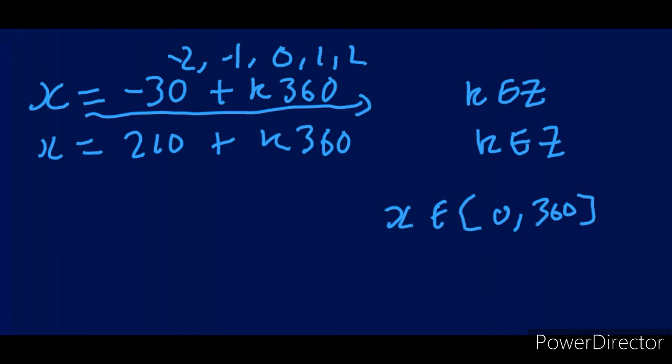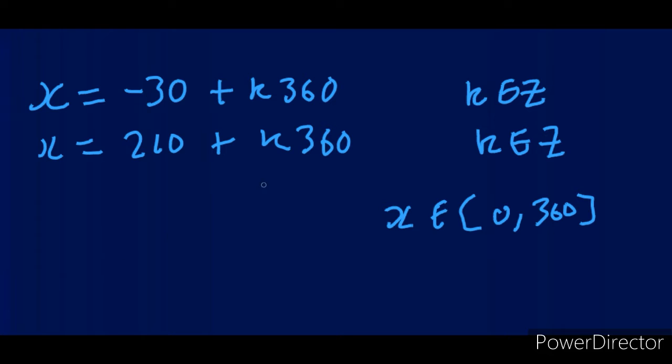Now let's check our second equation. In our second equation, if we substitute 0, we are obviously going to have 210 because 0 times 360 just disappears. So we're going to have 210.